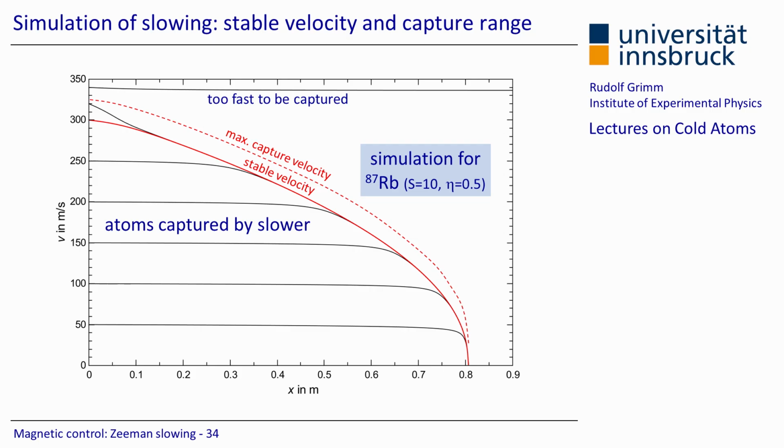But when we are above the maximum capture velocity, here for atoms starting with 340 meters per second, then they hardly see the light, the slower cannot affect them, they are not captured, and they simply move towards the slower with very little deceleration. So they are not used for the slowing, and they are lost in this process.